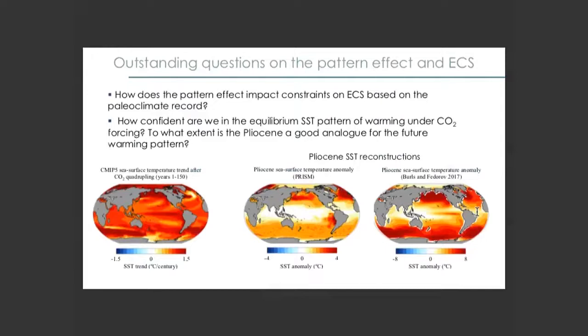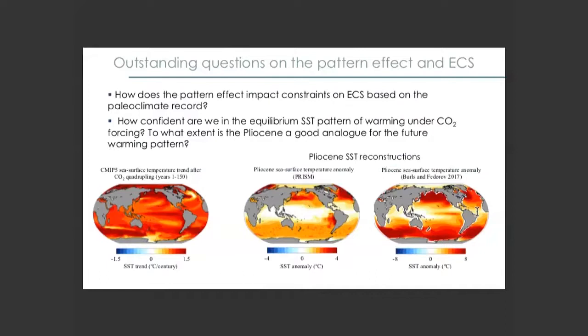On the left is the pattern of warming in the models under 4 times CO2, just due to CO2 forcing. On the right are two example reconstructions of the Pliocene pattern of warming. One is directly from proxies and some kind of infilling. The other one is from Natalie Burles, where she combines proxies and GCMs to do a dynamical infilling. And so the patterns look quite different.